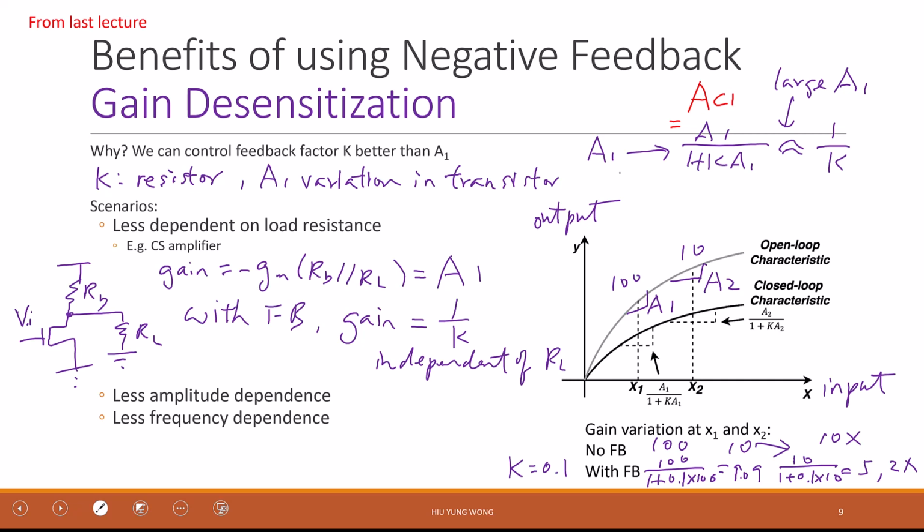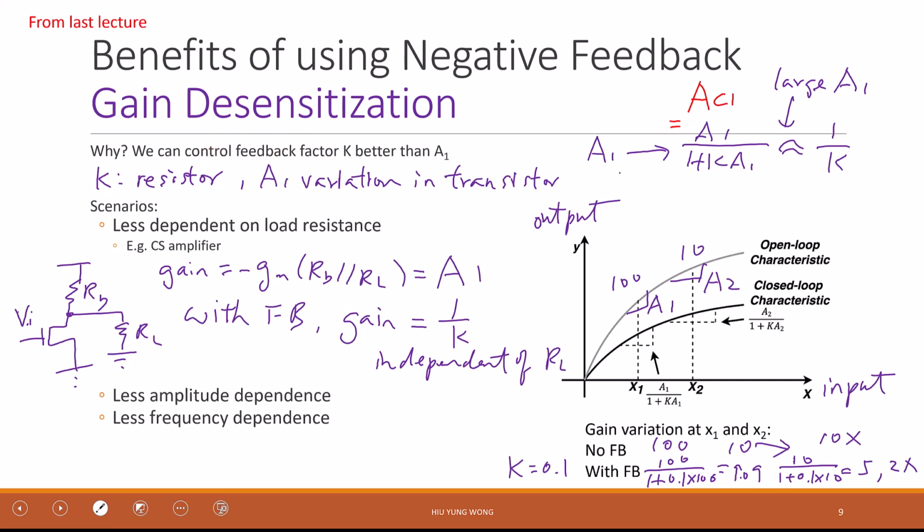Maybe I'm the customer. I cannot control what the vendor gives me. The vendor may give me a gain of 1,000, or 3,900. But as a consumer, I buy the amplifier, I hook it up with this negative feedback, then I put in the right resistor ratio. I have very good control on that. Then I may have a constant gain of 100.